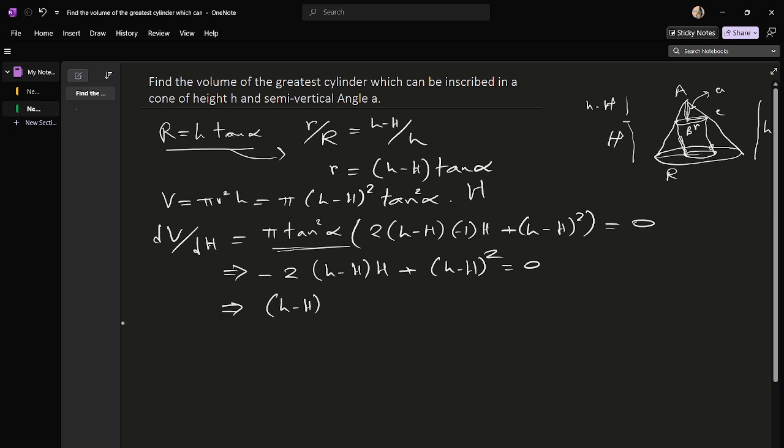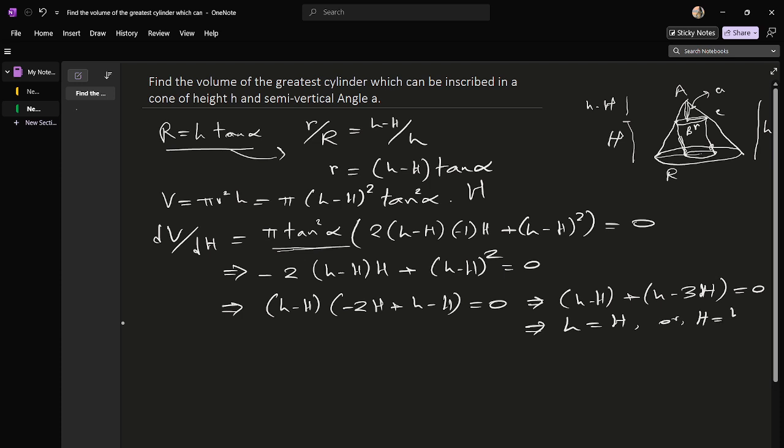Then I am taking the common thing, factoring out h minus H from this thing. So we get this h minus H equals 0. Then we will get h minus H plus this thing will be h minus 3 big H equals 0. So our answers are h equal to H or big H equal to h by 3. As the first is impossible, this is our answer. So the height of the cylinder will be h by 3.